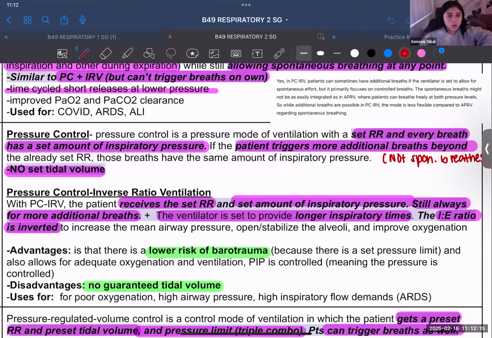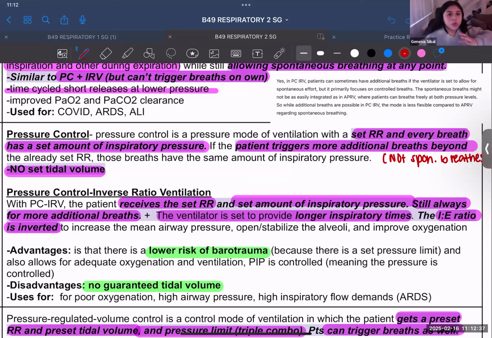It's the same exact thing as pressure control. The only thing you're adding to it is a longer inspiratory time. RT knows how to do this, but they're changing the ratio to make it 2 to 1 or 3 to 2 or whatever they want to do. Basically, all you're doing is adding that one factor for better oxygenation, right?